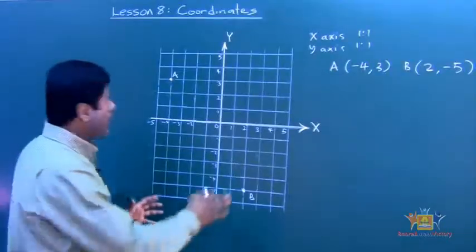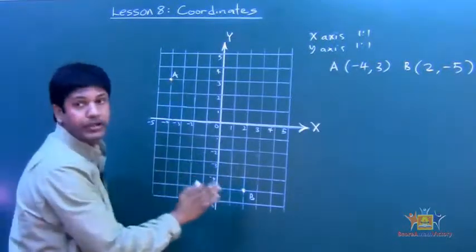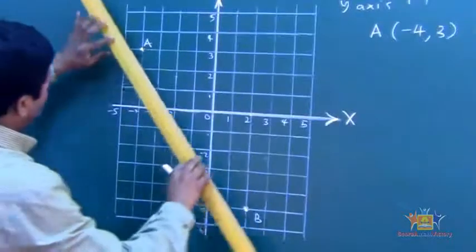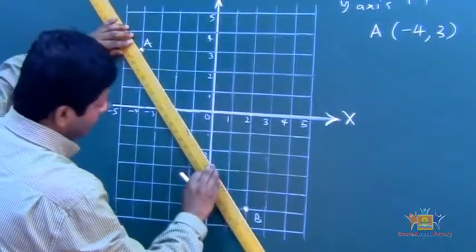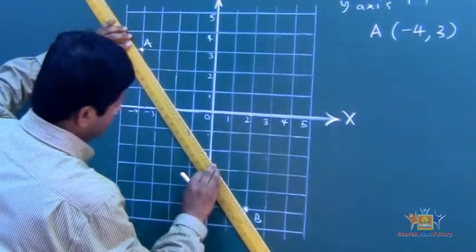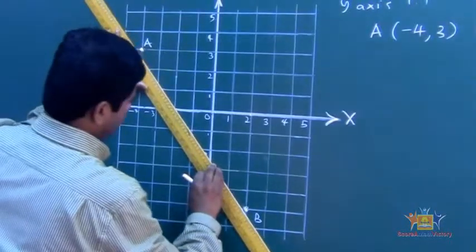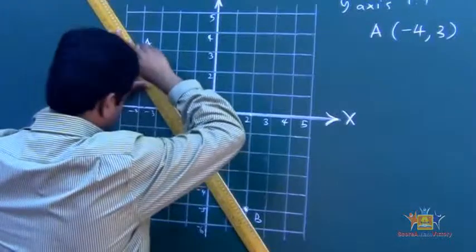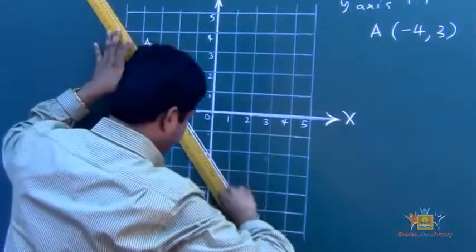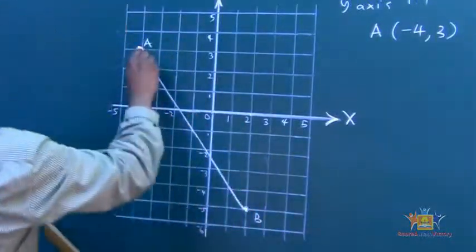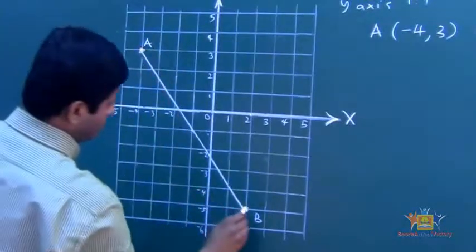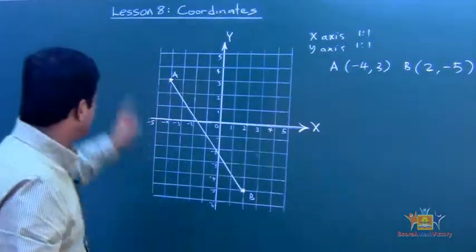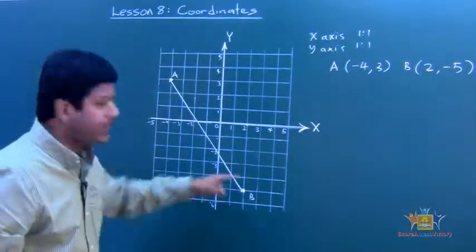Now we want to join point A to point B. Let's use a straight edge. Mr. Mac's got a straight edge here. I'm going to join point A to point B, so let's put the straight edge right there and draw a straight line combining the 2 points. Good. Now we want to find the midpoint of AB.